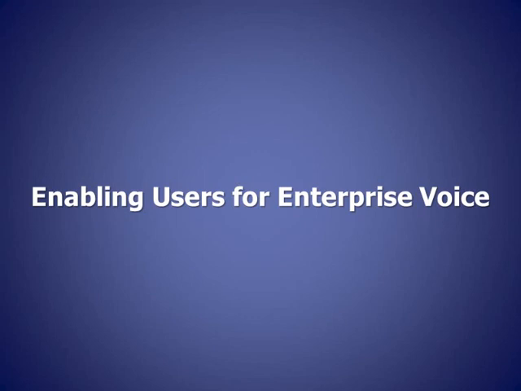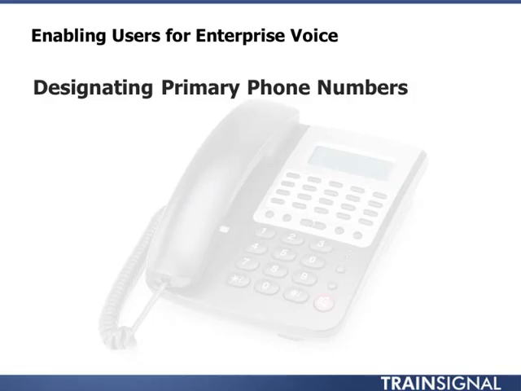Now that we've seen all the basics for setting up Microsoft Lync's voice over IP, let's take a look at enabling users for enterprise voice. In order to enable users for enterprise voice, we can use either the Lync Server Control Panel, or we can use the Lync Server Management Shell, which has the added value of being able to script. When we enable a user for enterprise voice, we have to designate a primary phone number, but Microsoft Lync also allows additional phone numbers as well, like for example a private line.